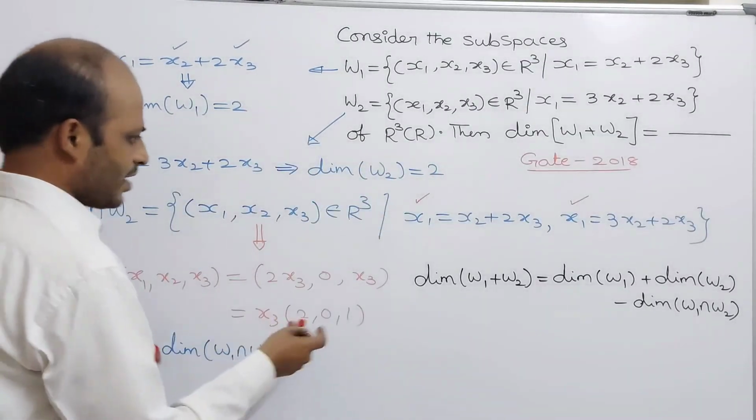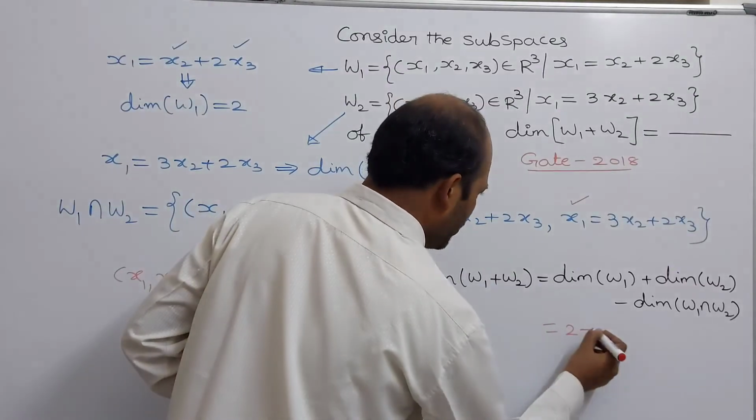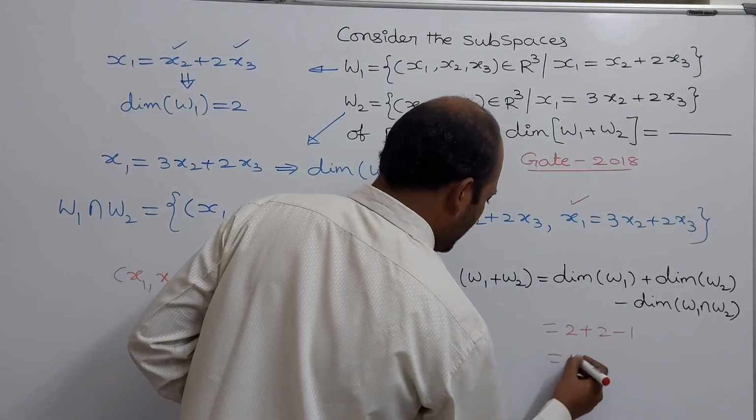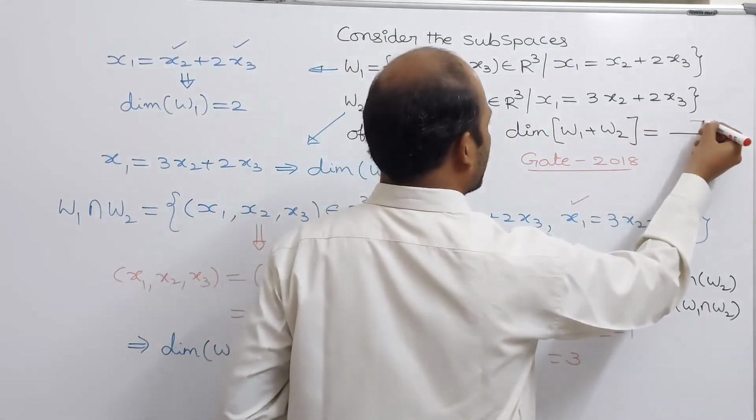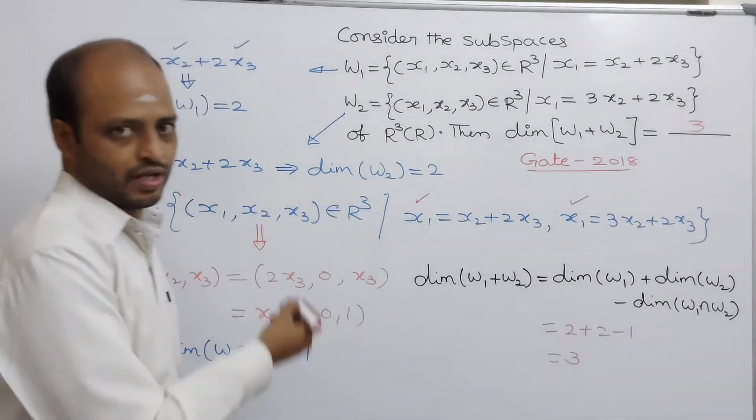2 plus 2 minus 1. Finally you get 3. So the dimension of W1 plus W2 is nothing but 3. Observe that.